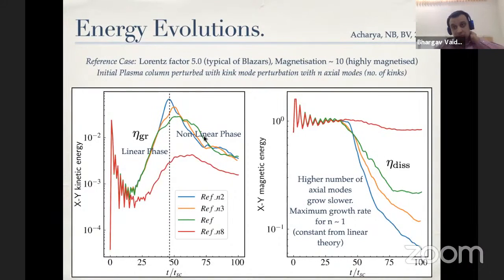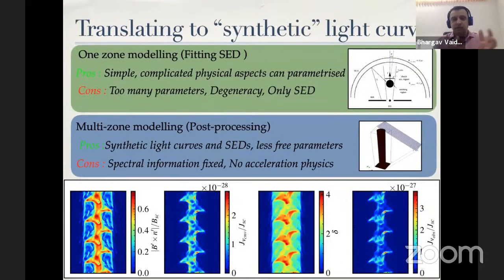And these are relativistic jets, with a typical Lorentz factor of 5 and a magnetization of 10. Initially you go from a linear phase to a non-linear phase, where you see this transition from the initial disturbance to a much more complex turbulent dissipation. So this is essentially how the energy evolves. But this is from the dynamical perspective. The important aspect from the observational perspective is really to understand how you get the emission coming out of this.